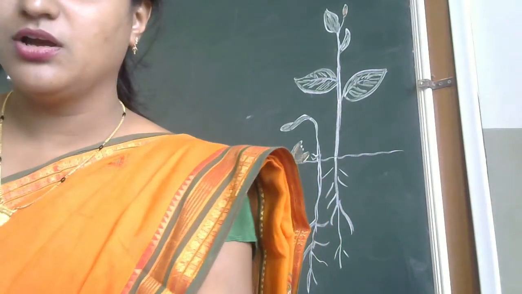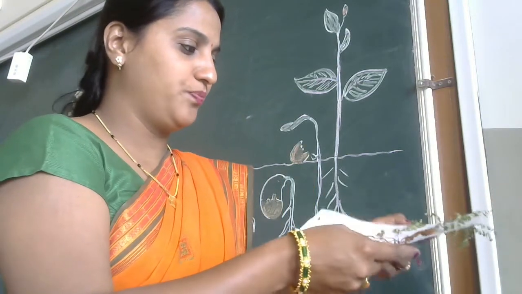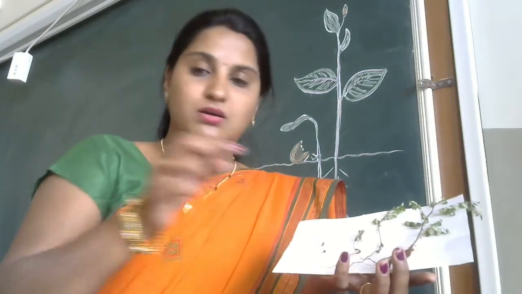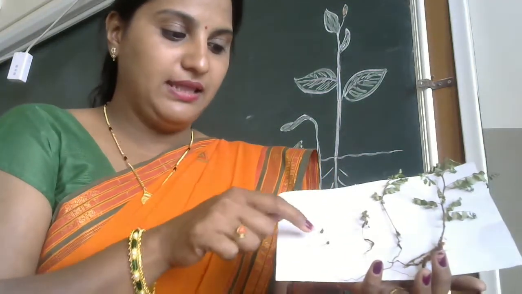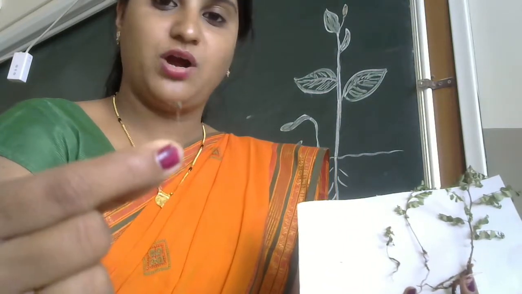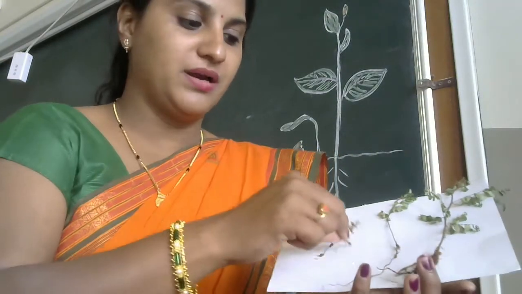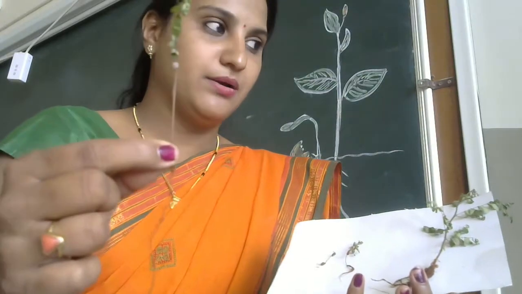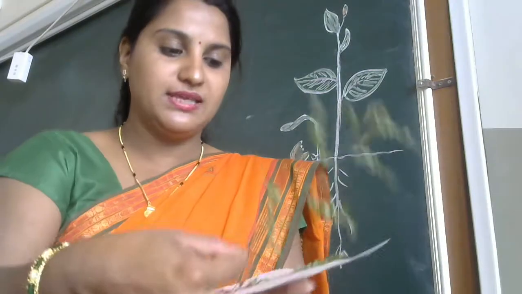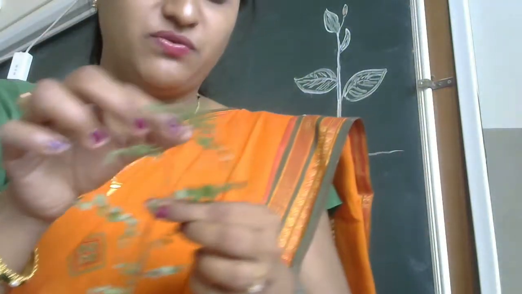So I'll show you one more. This is from a garden. I took it from the garden, so I'll just show you. See, first what happens, the seed, then the small plant. Is it visible? See, it is very small, you can't even see. After this, the plant grew a little bit bigger, then a little bit bigger, and then it became so big.